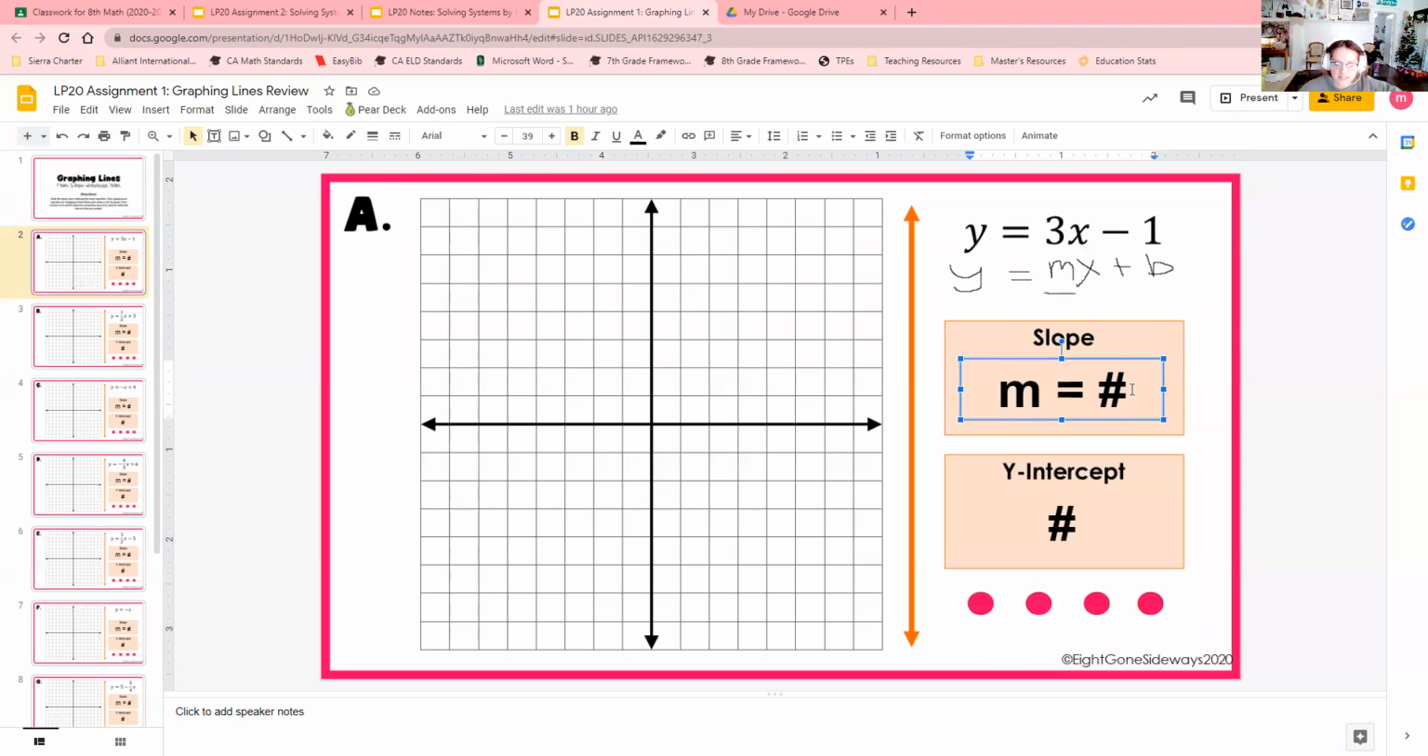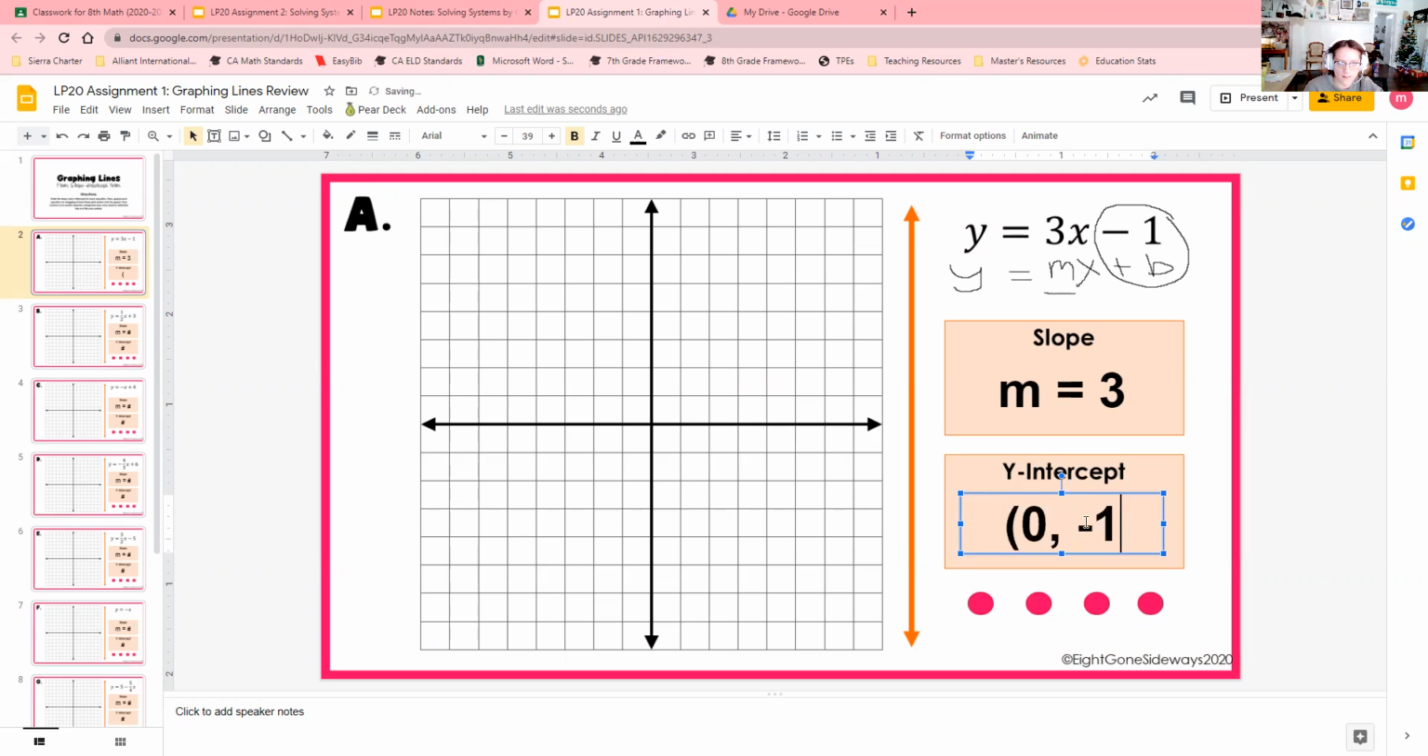You're just going to come into this text box, delete the number symbol, and put the number 3. My intercept is the number that is in the place of b here. In this case, be very cautious. The signs are important. So my b, my intercept, is a value of -1. When you type this in, make sure that you are typing in the actual point that the intercept is at. So at 0, comma, -1.